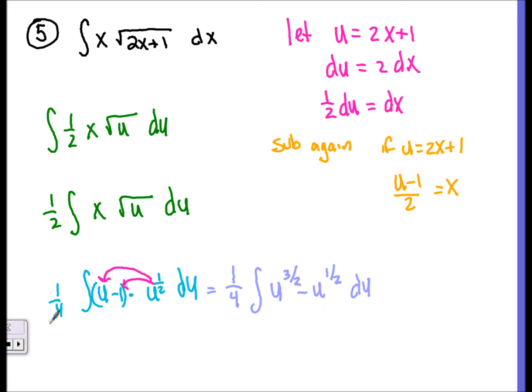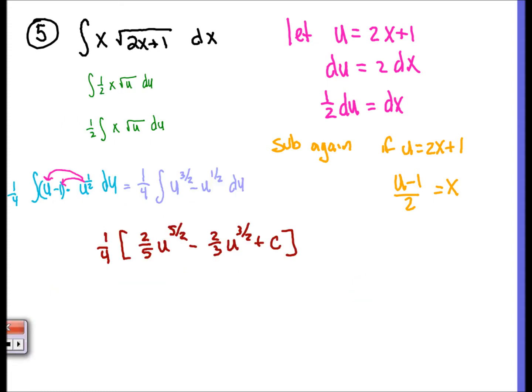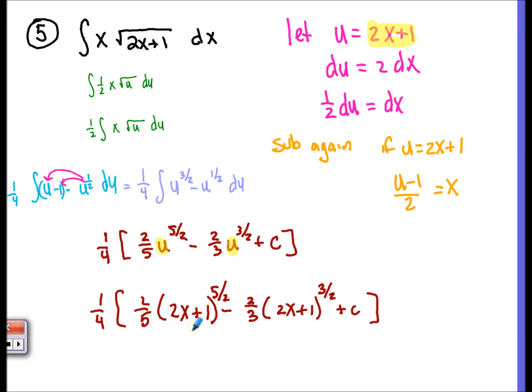Then I'm going to go ahead and integrate both of these u's. So after I integrate, u to the 3/2, add 2/2 makes it 5/2. Divide by 5/2 is the same as multiply by 2/5. Minus u to the 1/2, integrate, add 2/2 makes it 3/2. Divide by 3/2 is the same as multiply by 2/3. My plus c and my 1/4 comes down. And then my last step here is to get rid of these u values for what u equals, 2x plus 1. So my u, 2x plus 1, my u, 2x plus 1, gives me my final answer.